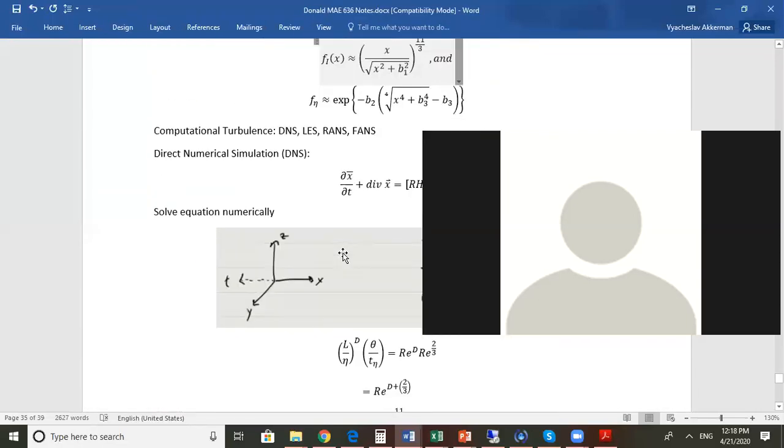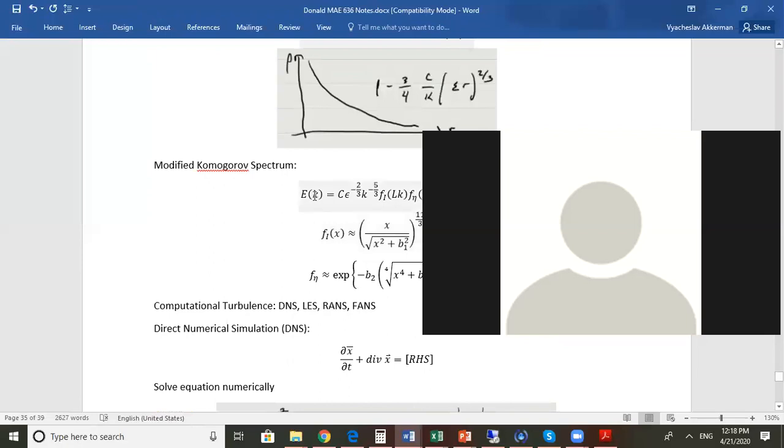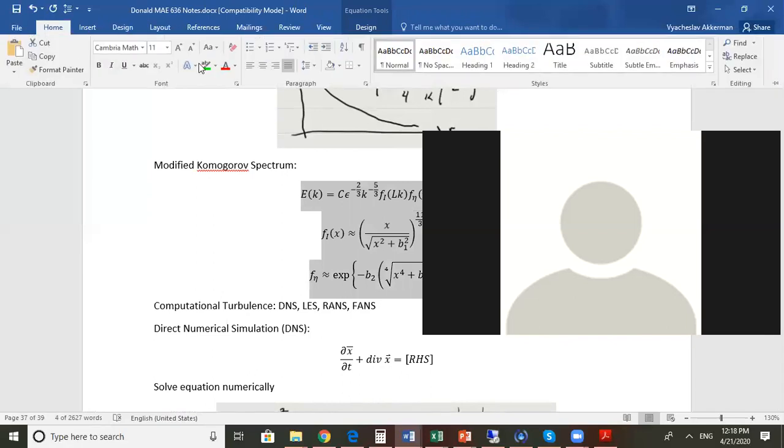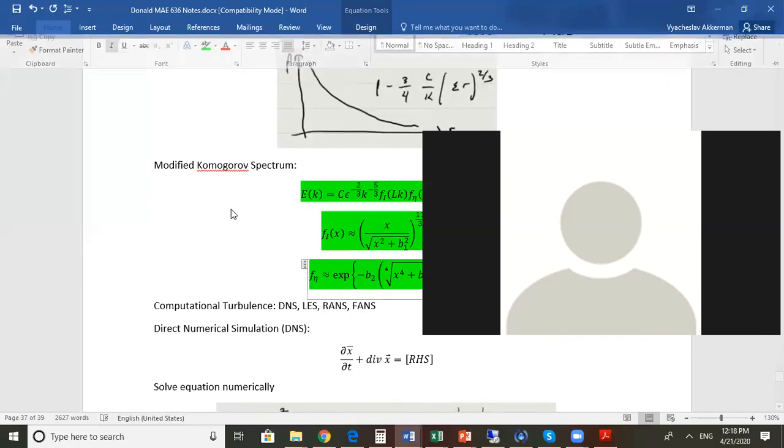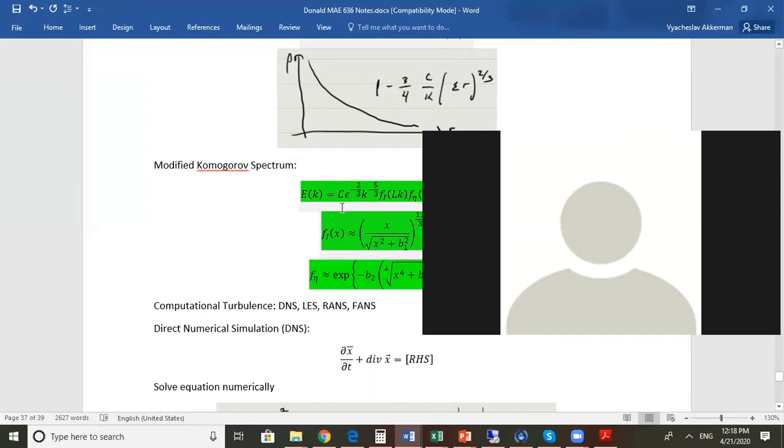For instance, and that's what I'm going to talk about, there are many ways. So what people do now, they use much more complex formulas instead of Kolmogorov. One of them is in Peter's book and Stephen Pope's book. You can use a spectrum like this. What you may see here is an adjustment of the Kolmogorov spectrum.